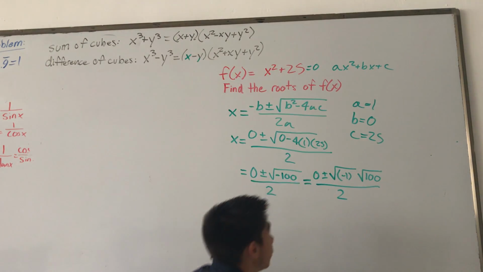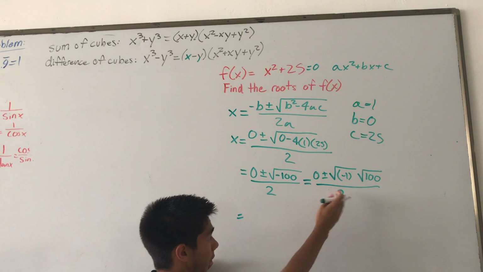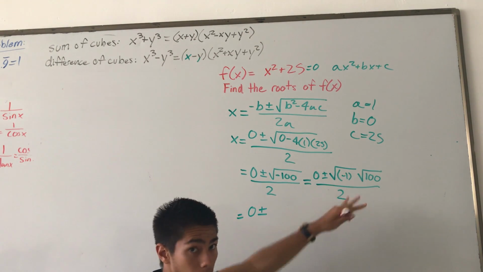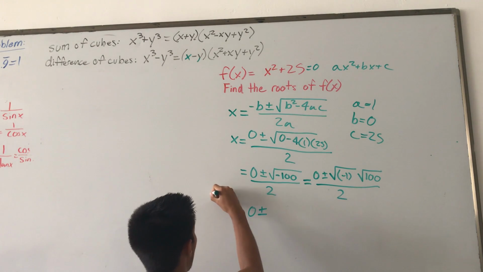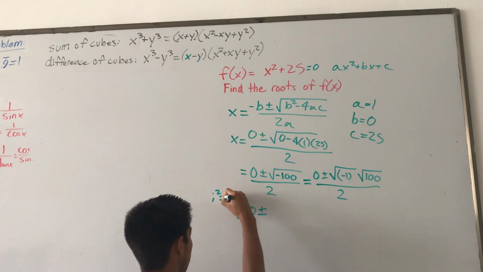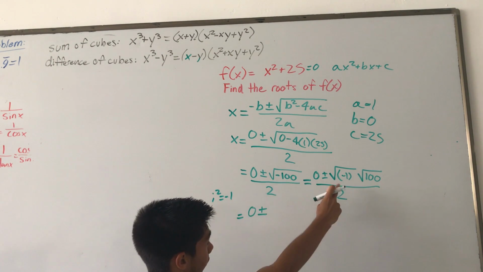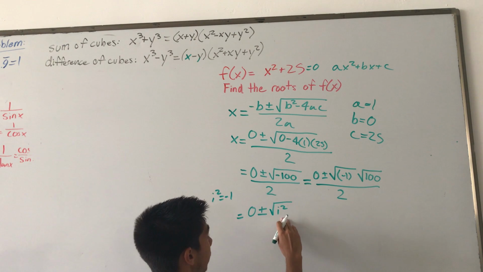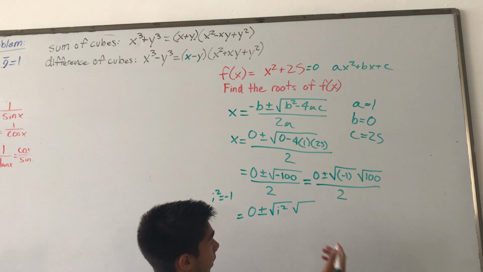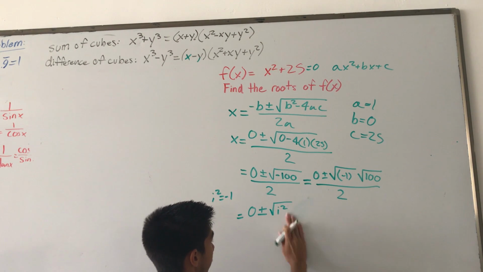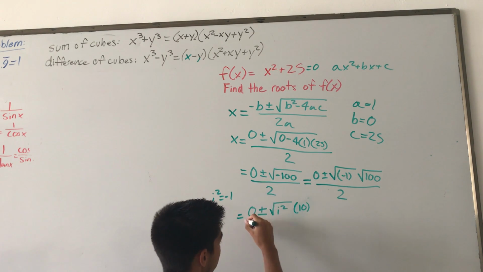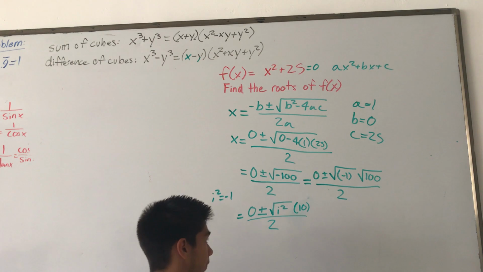So if I continue down here, I get 0 plus or minus. Now the square root of negative 1, if you remember, i squared is negative 1. So I'm going to replace this negative 1 with an i squared. So 0 plus or minus the square root of i squared, and then the square root of 100, you guys know that, is just 10. So the square root of 100 equals 10, so I'm going to write 10 over here, and eventually I'll move it over here. This is still all over 2.